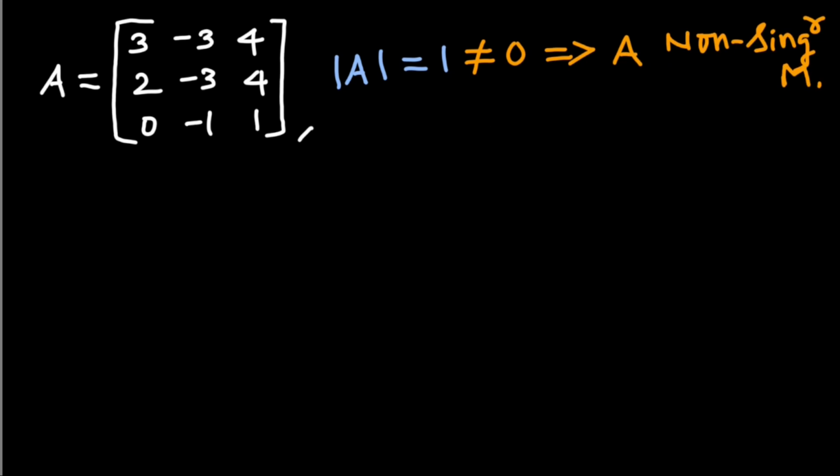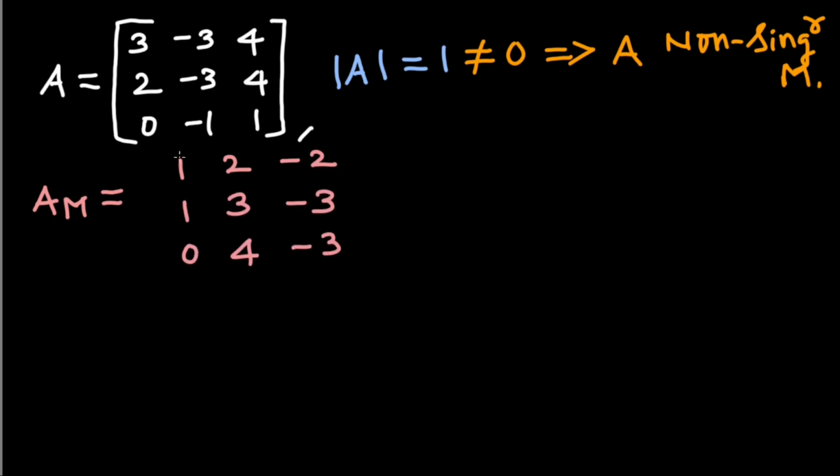Now we will find the inverse of this 3 by 3 matrix. For that, first let us find the matrix of the minors of determinant A. We will also not go into the details of finding minors of the elements of a 3 by 3 matrix. We have already studied that and understood that. So here I will directly write the values of the minors. These are 1, 2, -2, 1, 3, -3, 0, 4, -3.